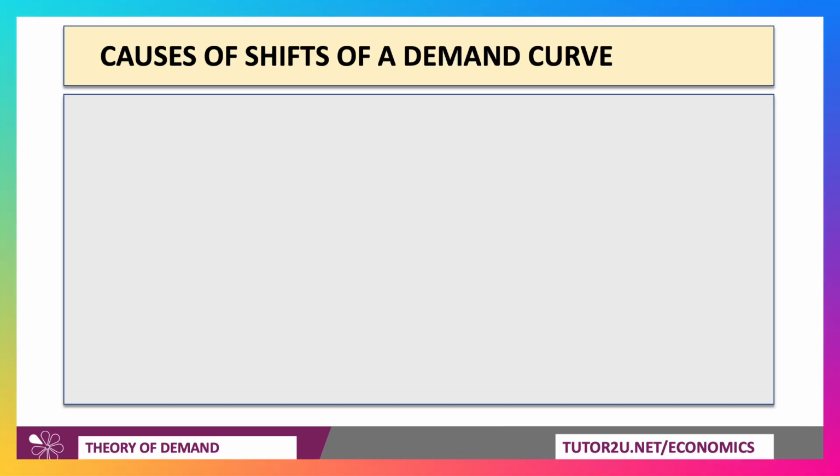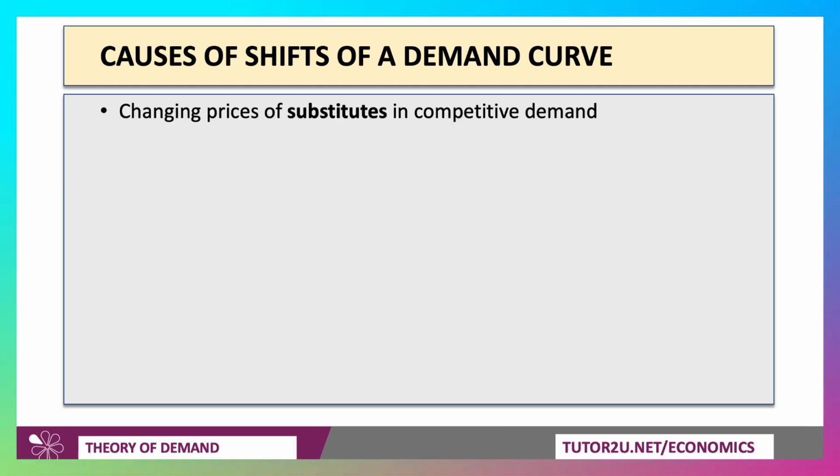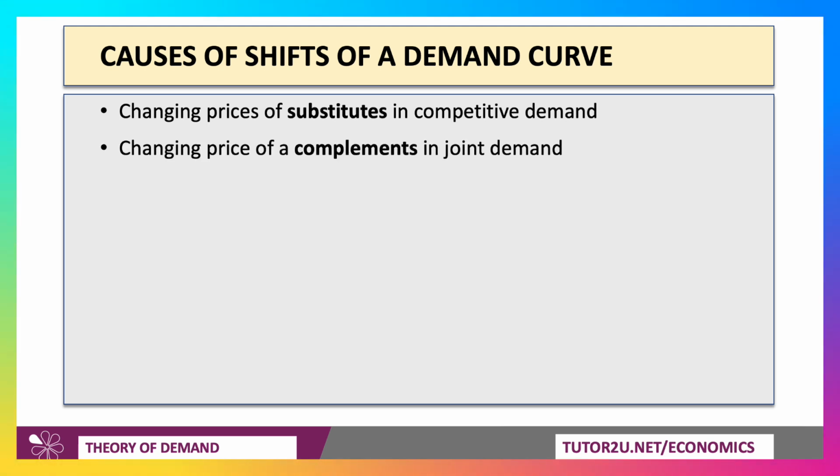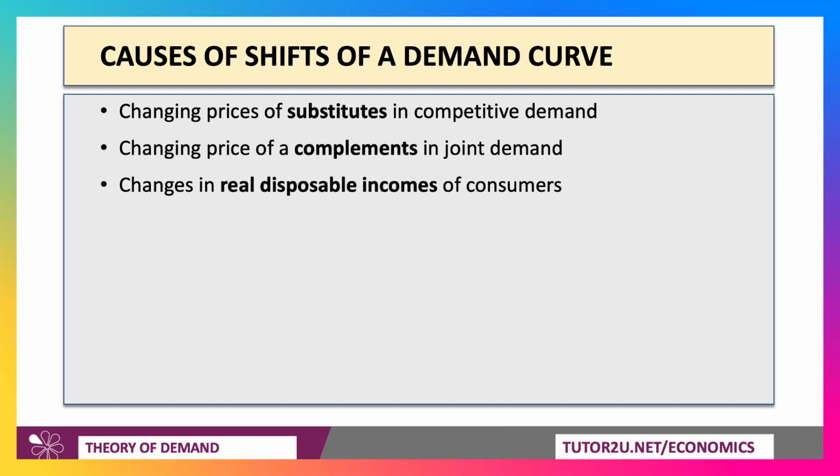So what causes the demand curve for a product to shift? First of all, changes in the price of other goods and services. Changes in the price of substitutes, which are in competitive demand. Changes in the price of complements, which are in joint demand. Changes in the real disposable incomes of consumers. Typically, when prices are rising faster than incomes, people have less money to spend in real terms, and that can cause a fall in demand.